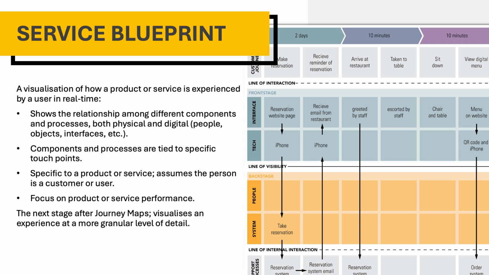Service blueprints work under the assumption that components and processes are tied to specific touchpoints across a service offering or product interaction. They're also specific to a product or service, so there needs to be a product or service at the heart of them. Service blueprints also assume that the person is a user because they represent the interaction between the product and the user. So you might consider using a service blueprint after a journey map to drill into a solution in more depth and at a bit more granularity.